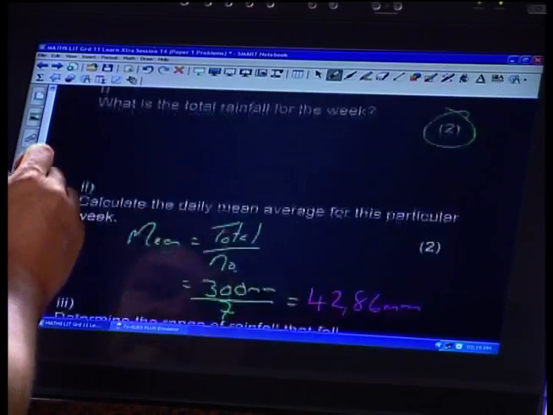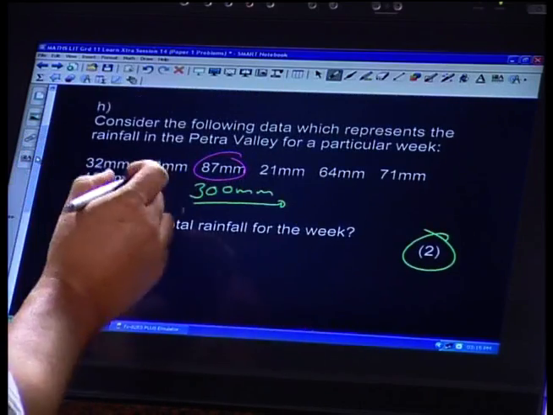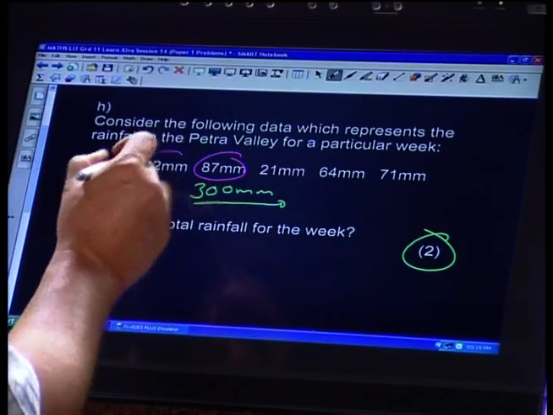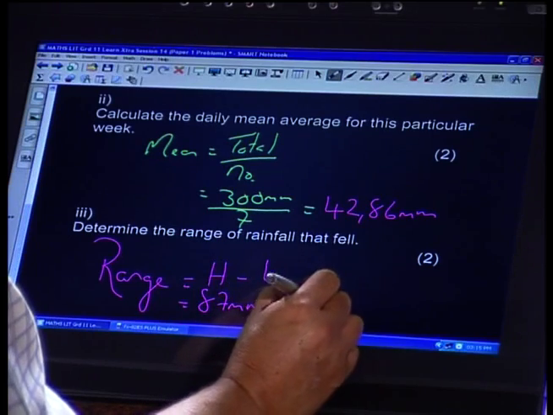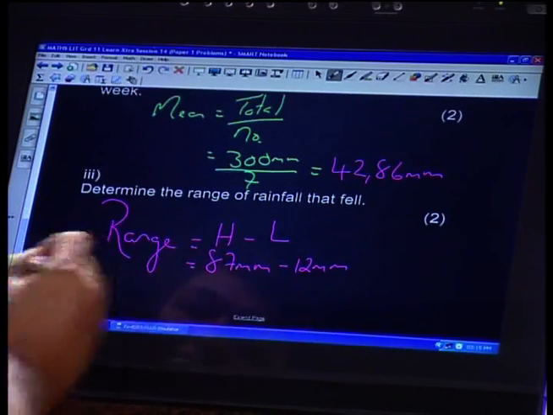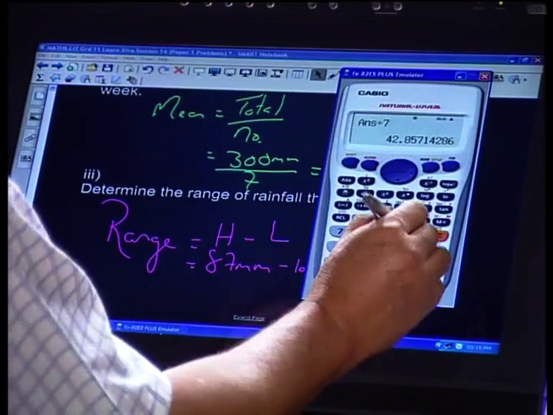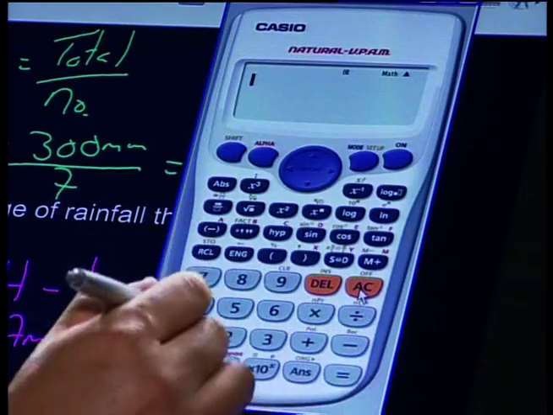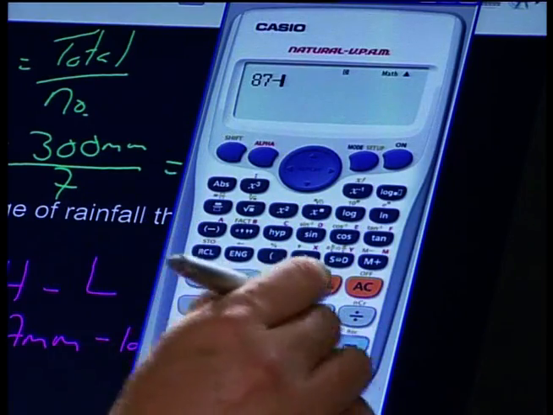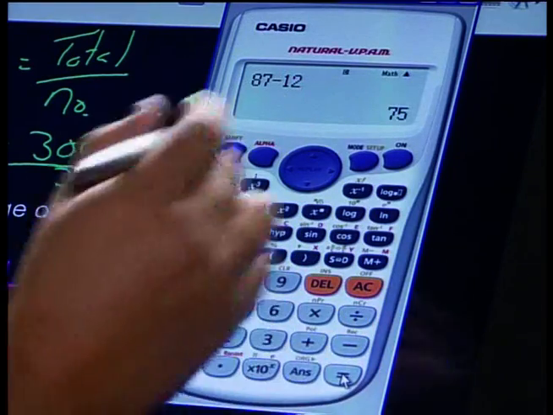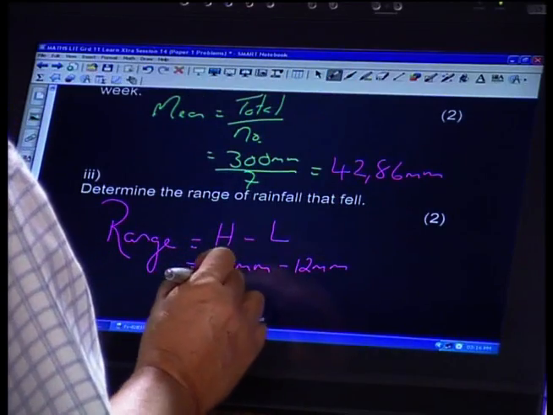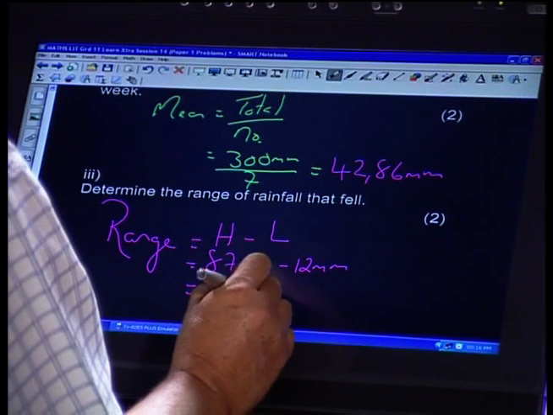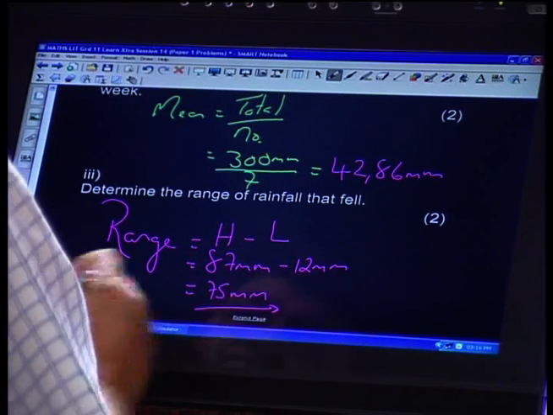minus the lowest for that week. What was the lowest? I've got a 12 here. It looks like it is 12. So minus the 12 millimeters. Okay, what is 87 minus 12? Well, I'm not going to think today because I bought this expensive calculator. So 87 minus 12 equals 75. So my answer then is 75 mils. Easy stuff. Of course it is.